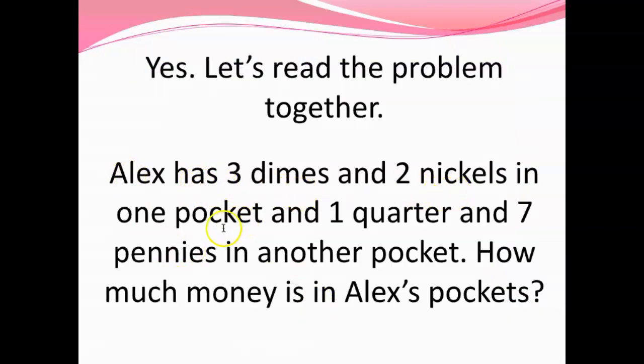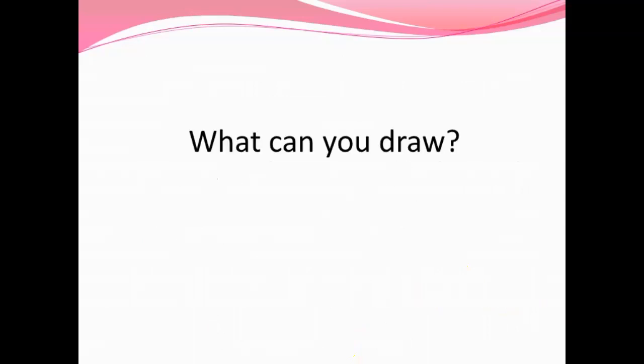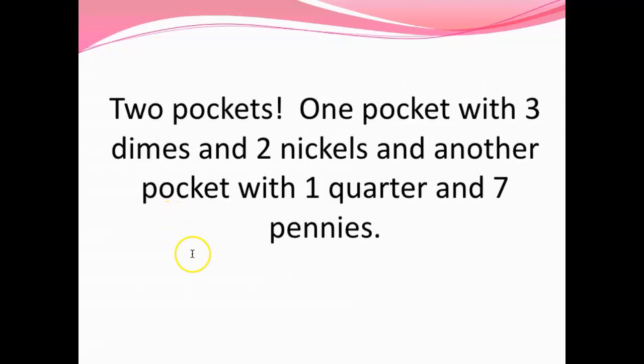Alex has 3 dimes and 2 nickels in one pocket and 1 quarter and 7 pennies in another pocket. How much money is in Alex's pockets? The question we want to answer is how much money is in Alex's pockets, both of them together. So what can we draw? We can draw the 2 pockets. One pocket with 3 dimes and 2 nickels, and the other pocket with 1 quarter and 7 pennies.